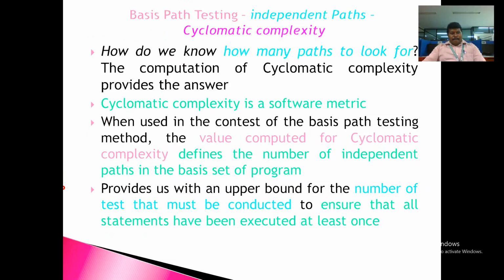Cyclomatic complexity. How do we know how many paths we have to look for? That is a question. Cyclomatic complexity provides the answer to this question. Cyclomatic complexity is a software metric. When used in the context of the basis path testing method, the value computed for cyclomatic complexity defines the number of independent paths in the basis set of a program. It provides us the upper bound for the number of tests that must be conducted to ensure that all the statements have been executed at least once.